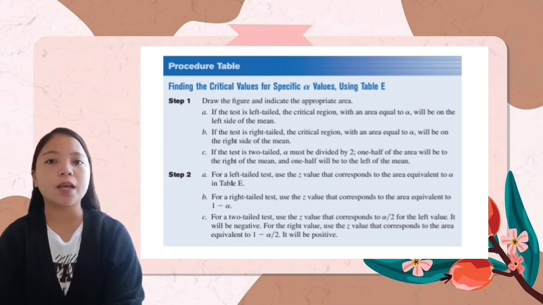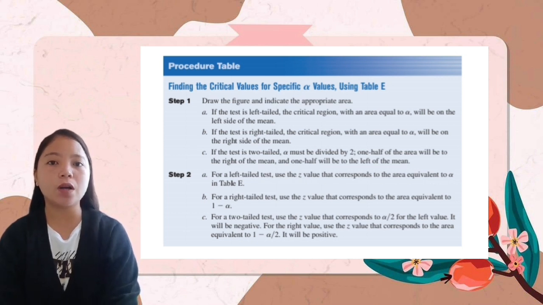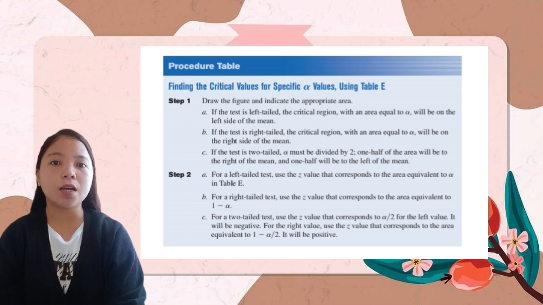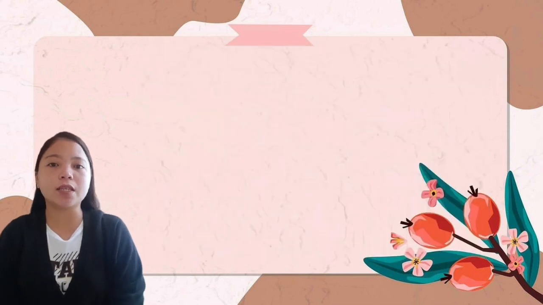The second step, for a left-tailed test, use the z-value that corresponds to the area equivalent to alpha in the z-table. For the right-tailed test, use the z-value that corresponds to the area equivalent to 1 minus alpha. For a two-tailed test, use the z-value that corresponds to alpha over 2 for the left value. It will be negative. For the right value, use the z-value that corresponds to the area equivalent to 1 minus alpha over 2. It will be positive. So let's have an example.